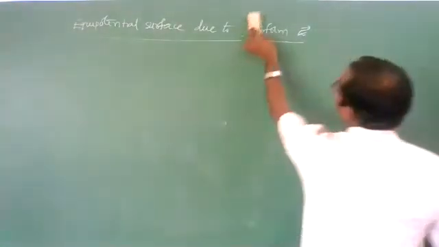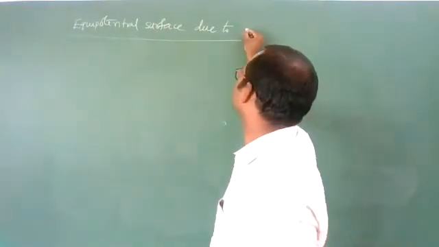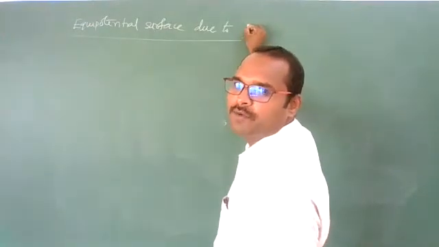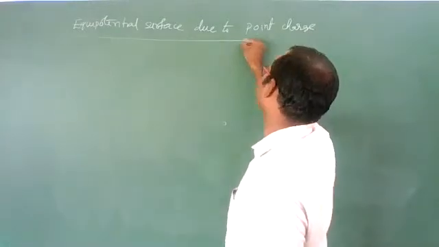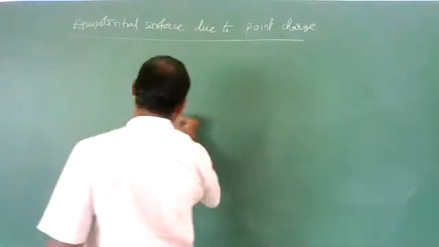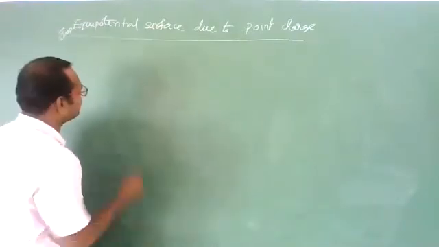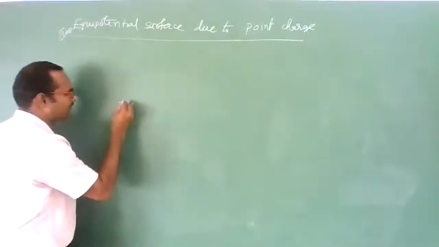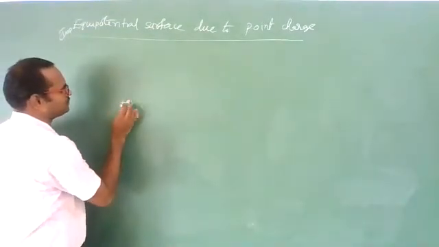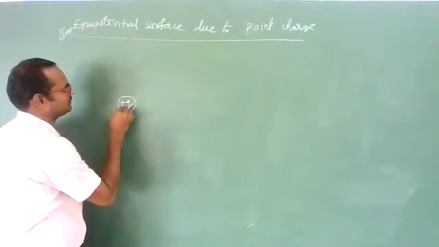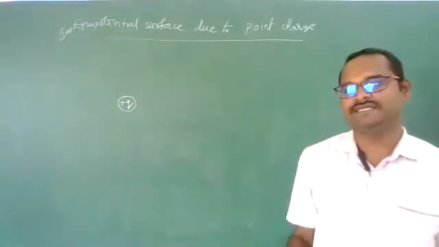Now let us take the equipotential surface due to a positive charge, meaning due to a point charge. It may be a positive charge or it may be a negative charge. Yes, students, this is also important, they will ask. Let us take one positive charge. I am taking a positive charge; imagine this is the charge. From this positive charge, first you tell me how the electric field lines will be.